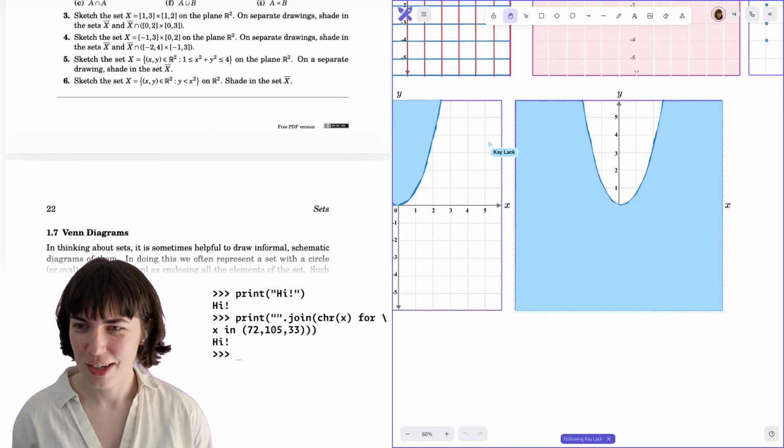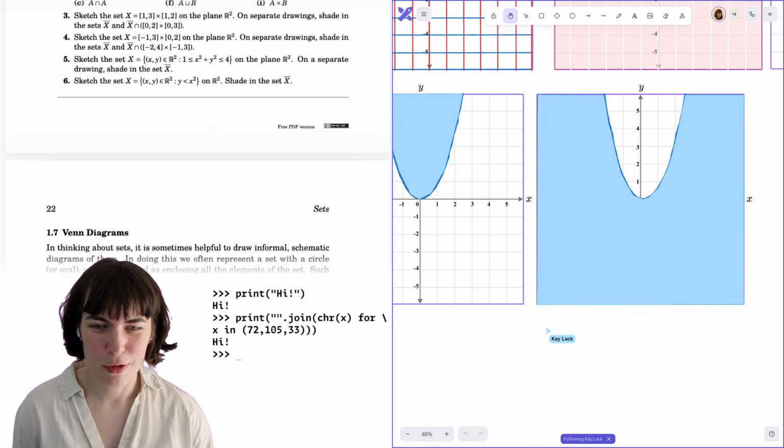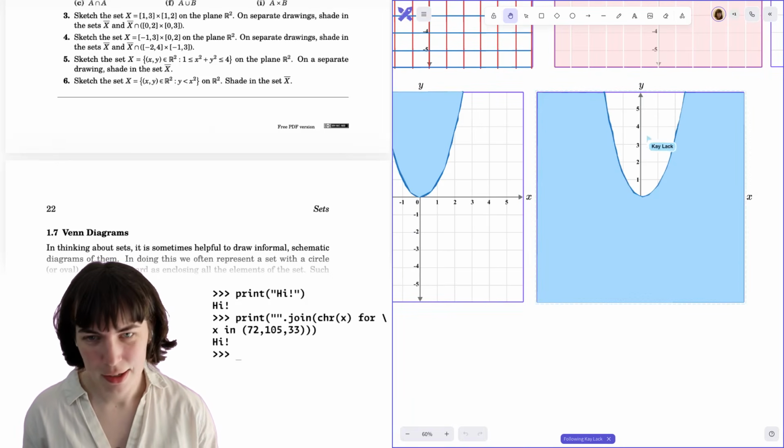I should say, see, this looks awful. Look at that. Need to change this. Need to sort this out.